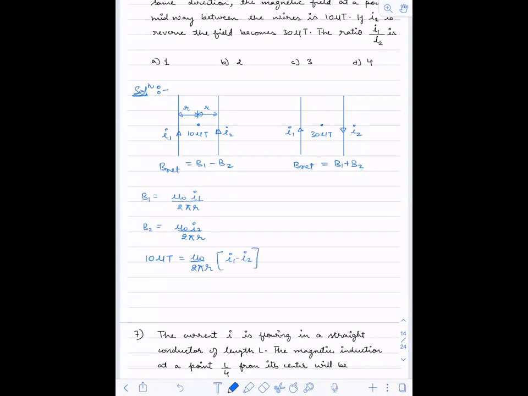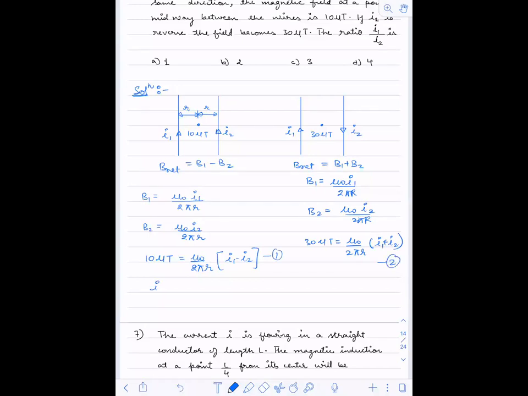Now for this second wire, what is the value of B1? Mu naught I1 by 2 pi r, and the B2 value will be the same thing, mu naught I2 by 2 pi r. The difference is that here you get a plus sign. So 30 microtesla equals mu naught by 2 pi r into I1 plus I2. So this is equation number 1, and this is equation number 2.